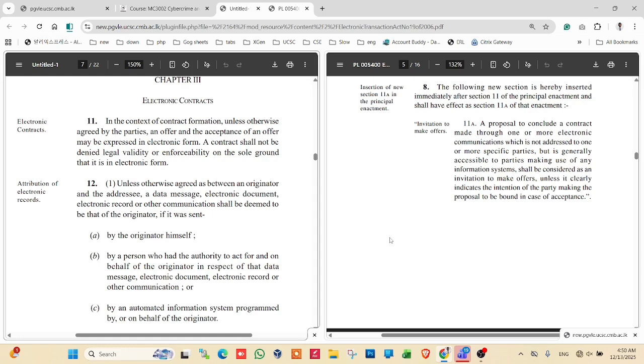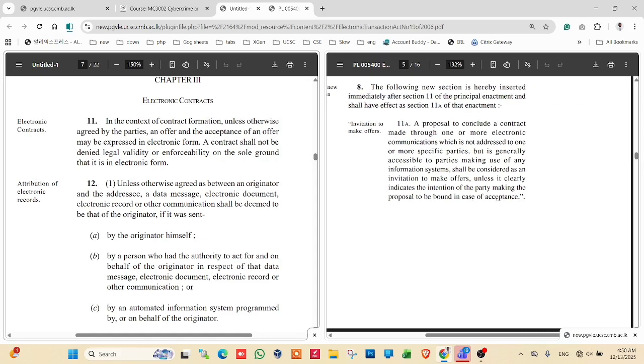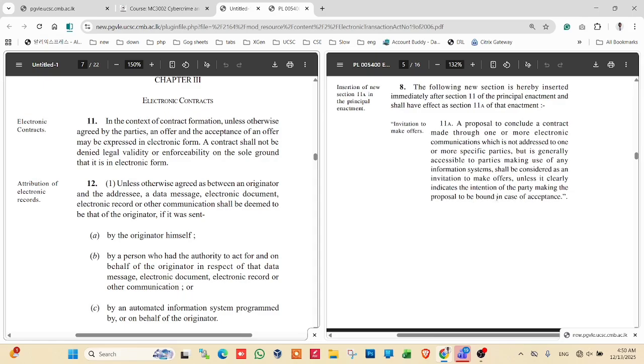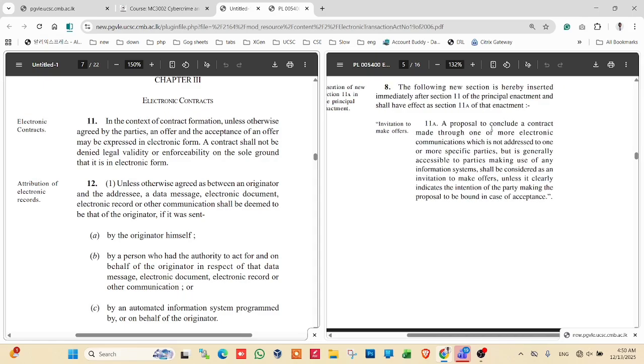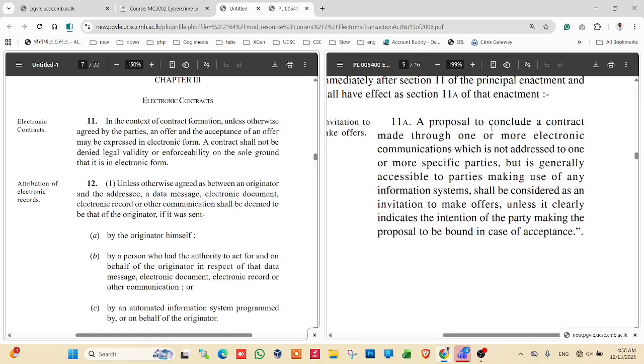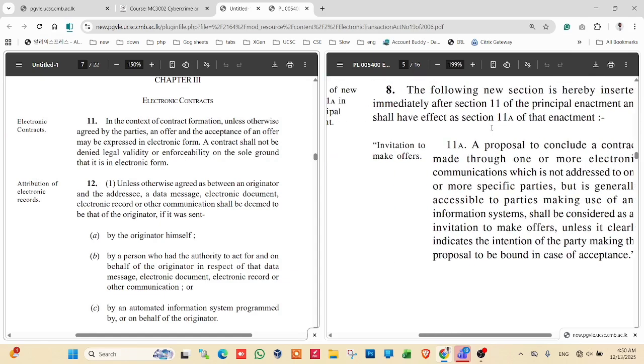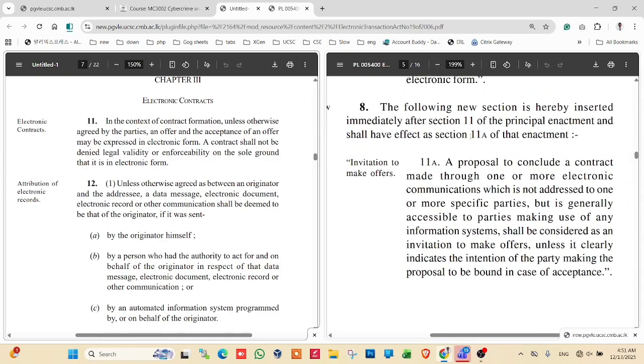So then we have addition, that's why I have put it in green, right? If you go here, you will see section number 8 of our amendment. Section number 8 has an addition: the following new section is hereby inserted immediately after 11. Section 11 talks about electronic contracts. Now it's adding some more things to the electronic definition, right? So this 11A is added.